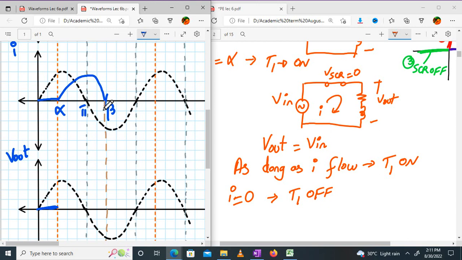Turning on of SCR is under our control. We are deciding when it is turning on. But when it is turning off, SCR turns off at t equal to beta, right? We cannot decide that. We don't know that. In order to know that, we have to solve that equation which I have shown earlier.